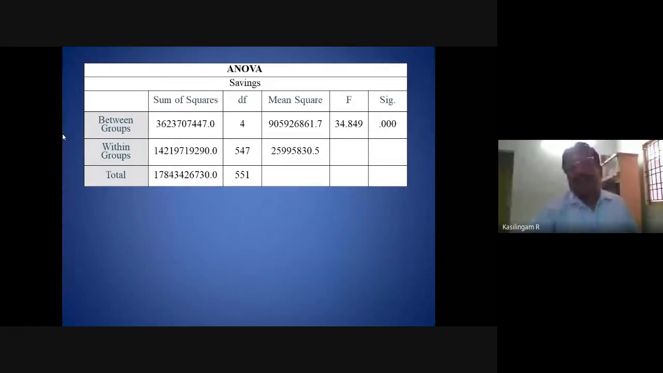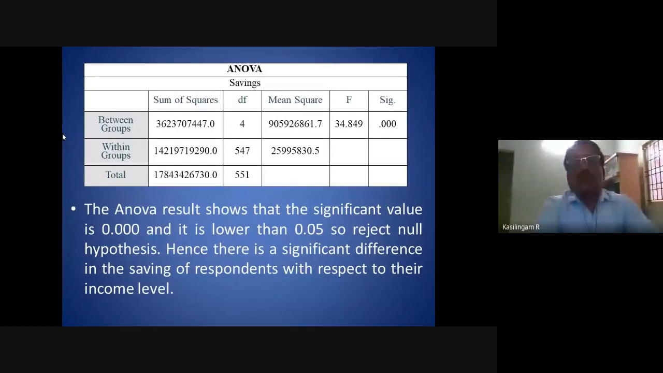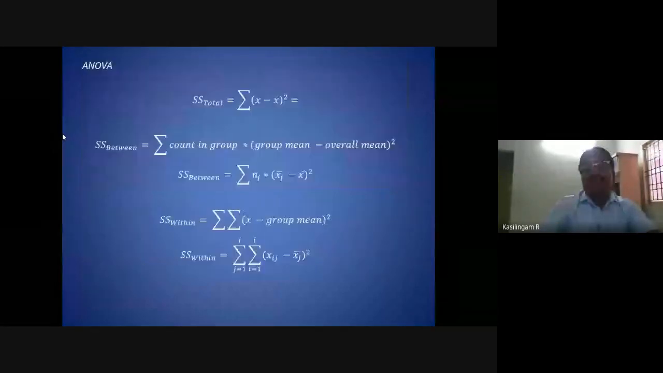Okay, so now let us see what I have written. The ANOVA result shows that the significant value is 0.00 and it is lower than 0.05, so reject the null hypothesis. Hence, there is a significant difference in the savings of the respondents with respect to their income level.